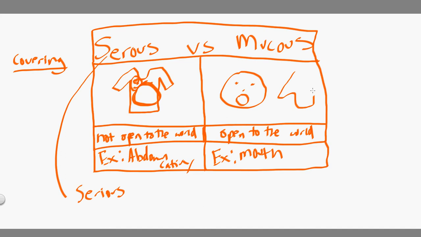Make a little nose here, kind of a pointed nose. If they wanted to do, and doctors quite often do this, they just stick things in your nose and just look around. You don't need an operation. This is an example of a mucous membrane. So that is the main difference between the two.